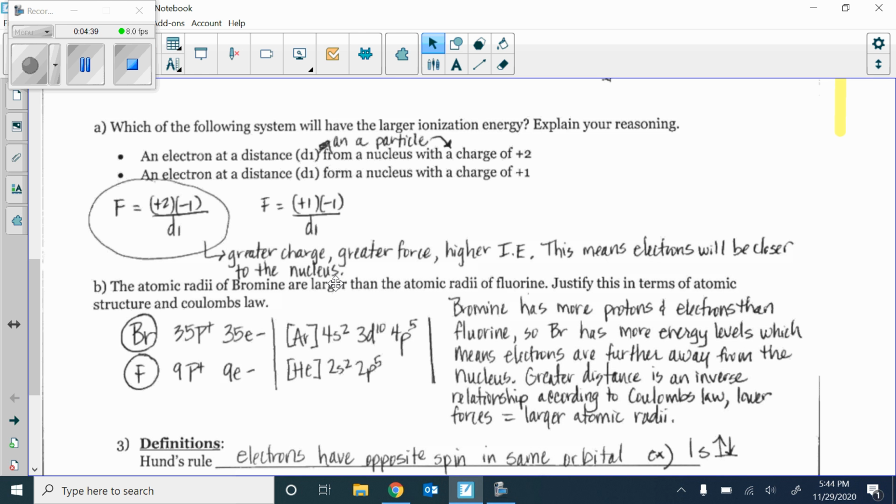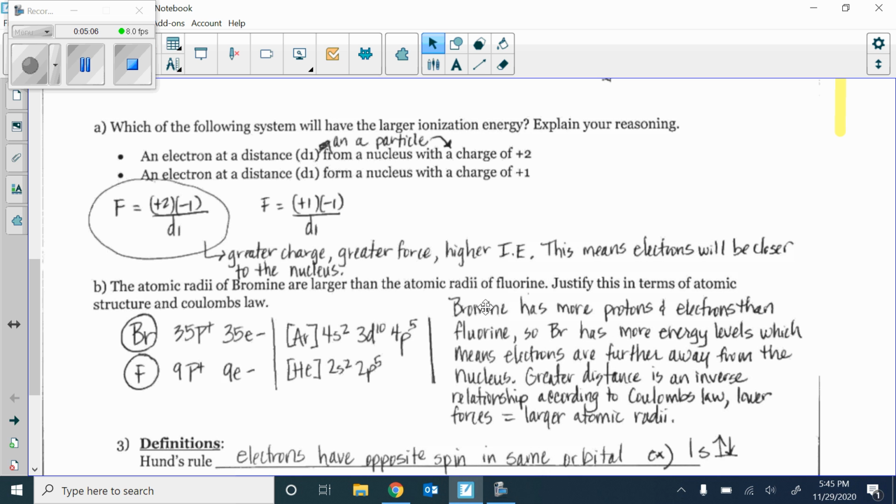Then I have that the atomic radius of bromine is larger than the atomic radius of fluorine. Now, in Chem level 1 you would probably just have said that it's further down the family, so there are more energy levels. Well, we just have to be a little more specific here in the AP level. So you can see I started by looking at the difference in protons and the difference in electrons. You can see the electron configurations that I wrote there.